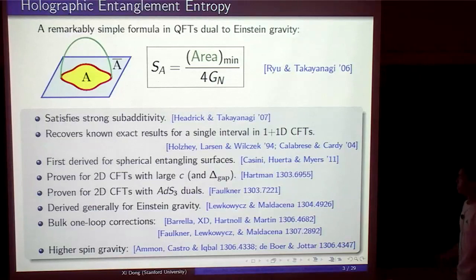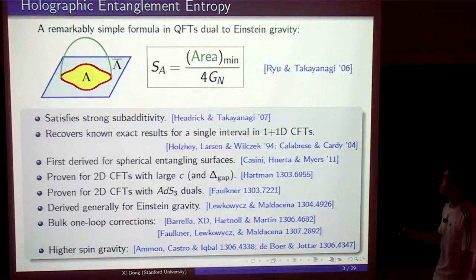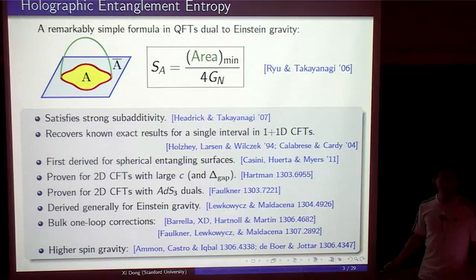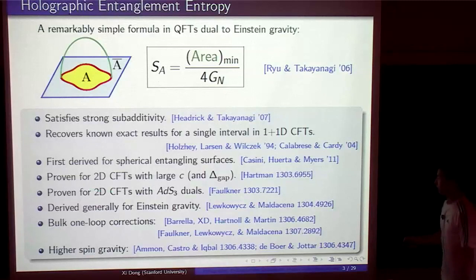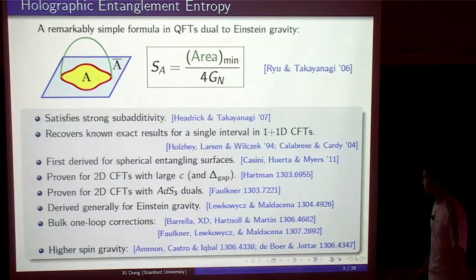It was first derived for a special case, which is when the boundary of A is a sphere. It was derived by Myers, Casini, and Huerta, where they noticed that there's a U(1) symmetry that allows one to transform the problem of computing the entanglement entropy into the problem of computing a black hole entropy for a certain topological black hole in AdS. And earlier this year, it was proven for 1+1 dimensional CFTs in general. In general, I mean two or more, we can consider an arbitrary number of disjoint intervals, using either field theoretic techniques in terms of conformal blocks or by using gauge gravity duality. And perhaps quite remarkably, it was also derived generally in arbitrary dimensions for Einstein gravity by Aitor Lewkowycz and Juan Maldacena this April.